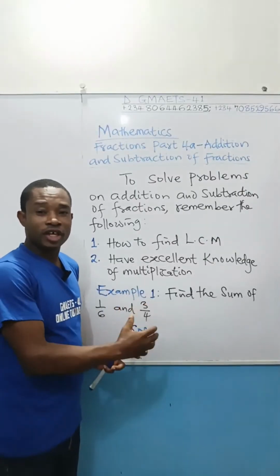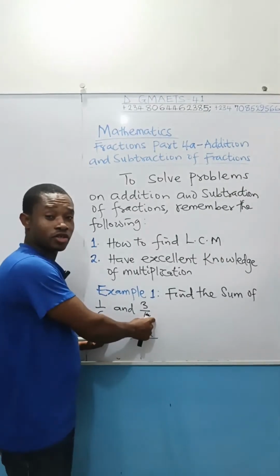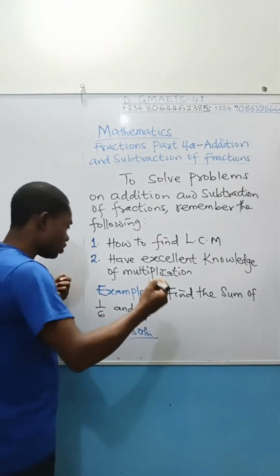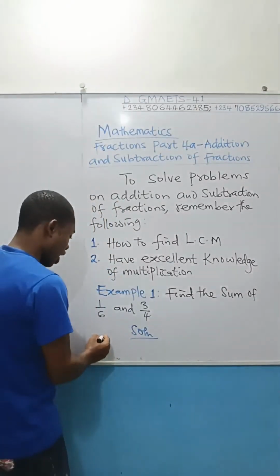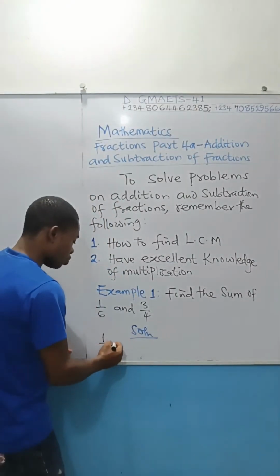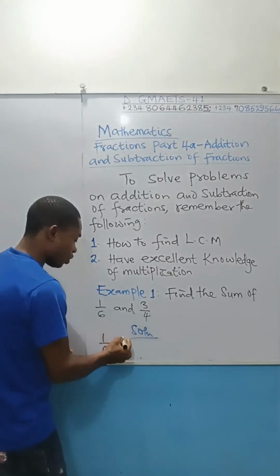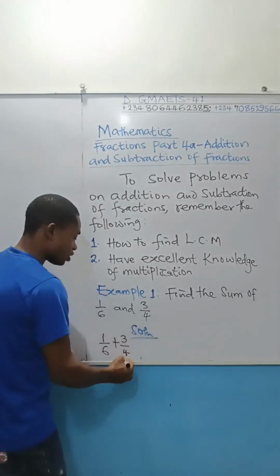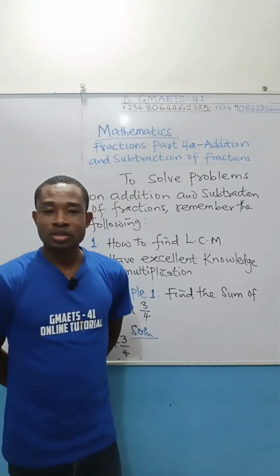Each of them is a fraction. So we are adding 1/6 and 3/4. How do we know that we are adding? Look at the word sum. Sum means to add. So I am solving 1/6 plus 3/4. That is what I am solving.